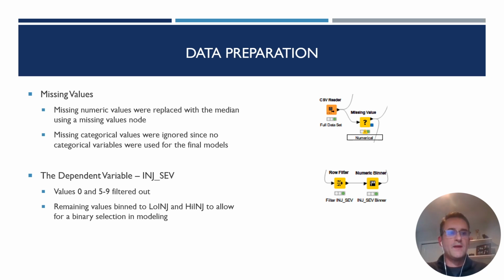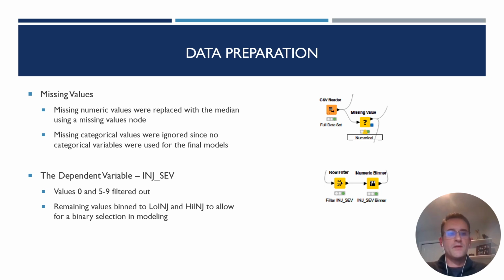Moving on to preparing the dependent variable, injury severity, we removed the no injury option since it would severely dominate the data and potentially skew the results towards low injury. We also filtered out values 5 through 9 that were considered outliers or were unknown values.